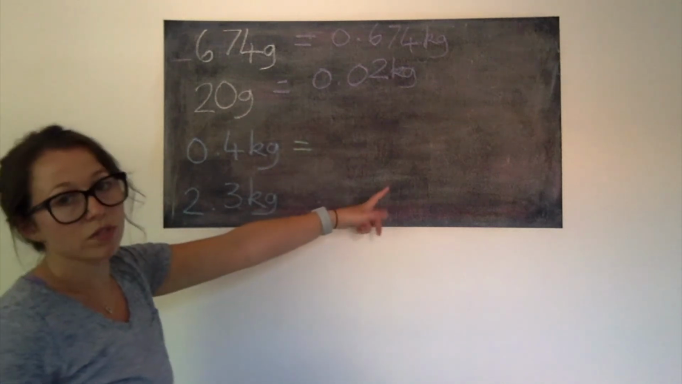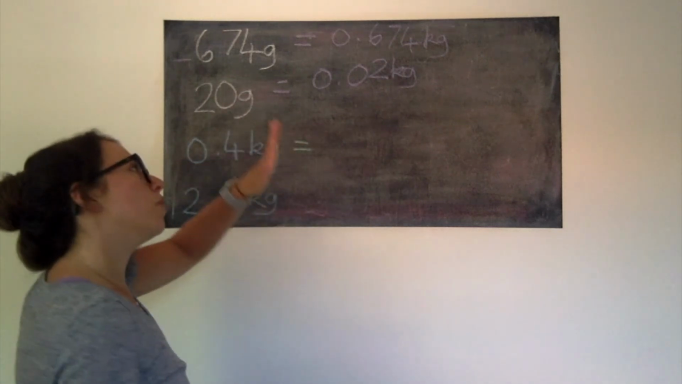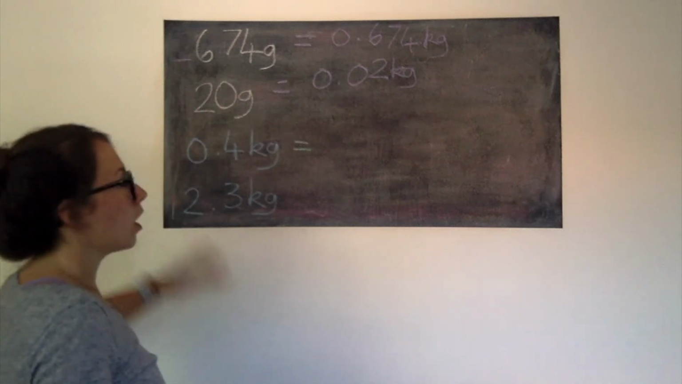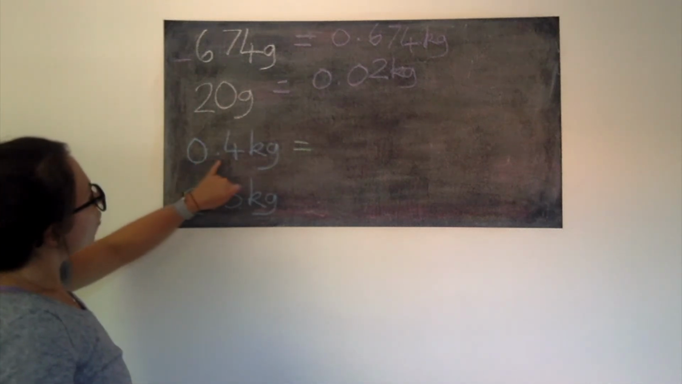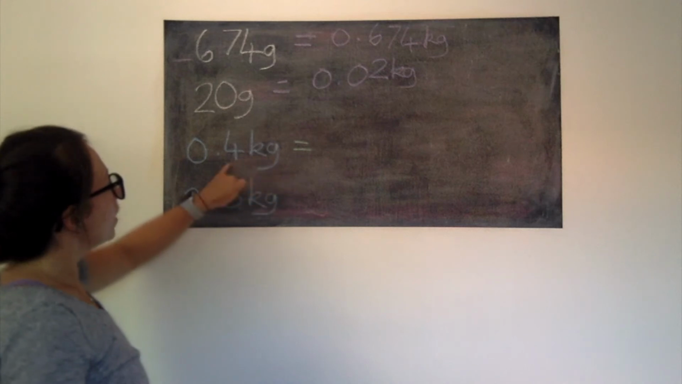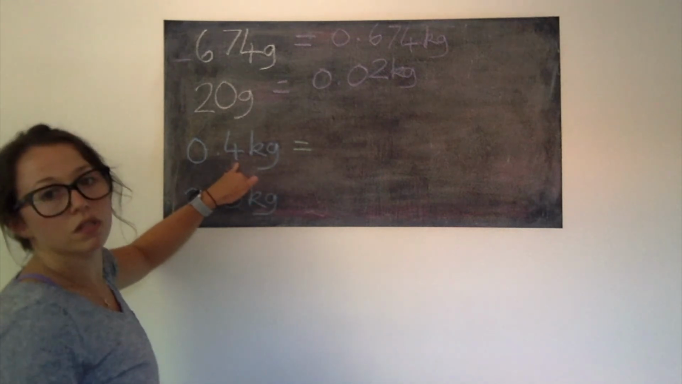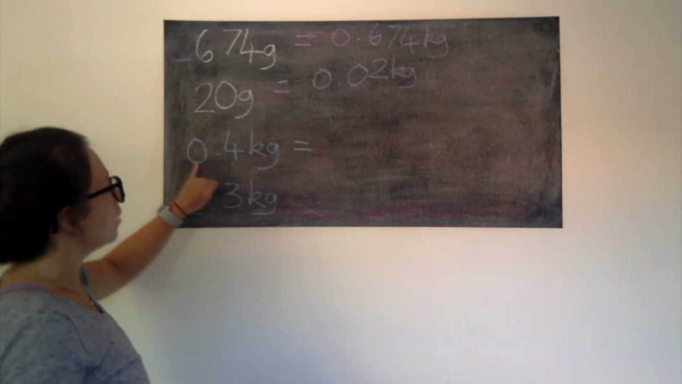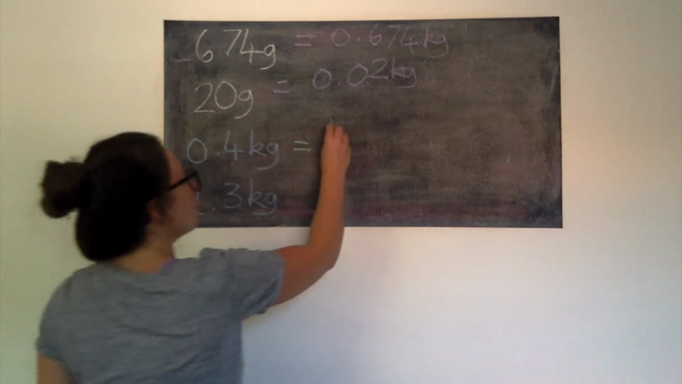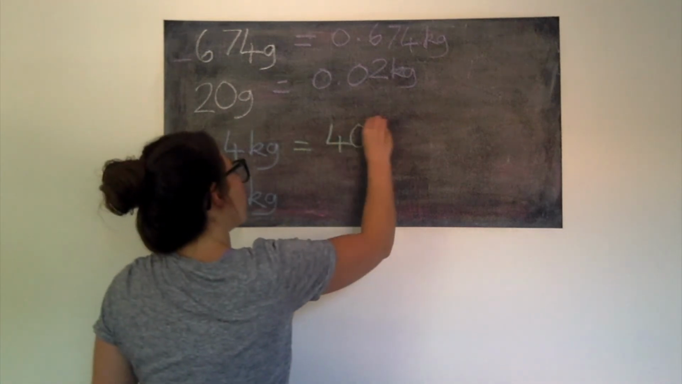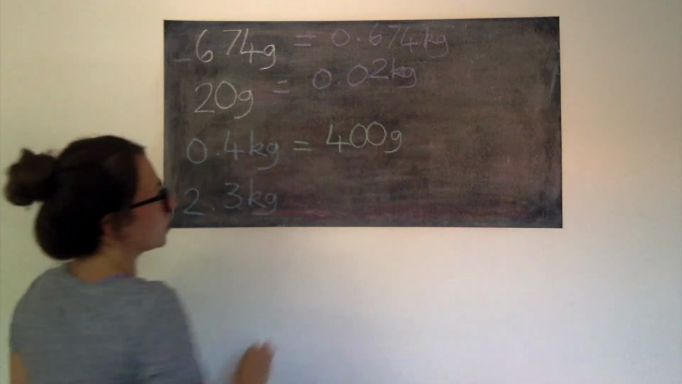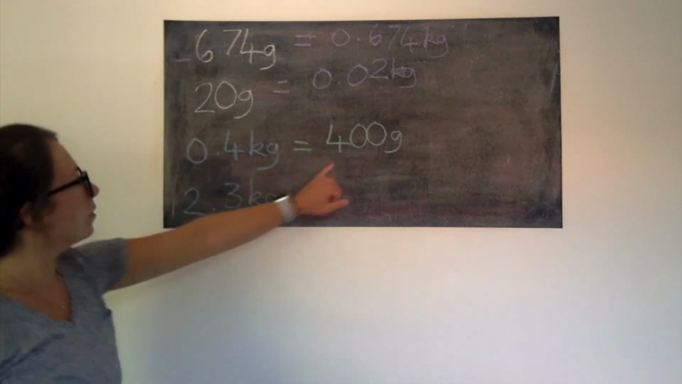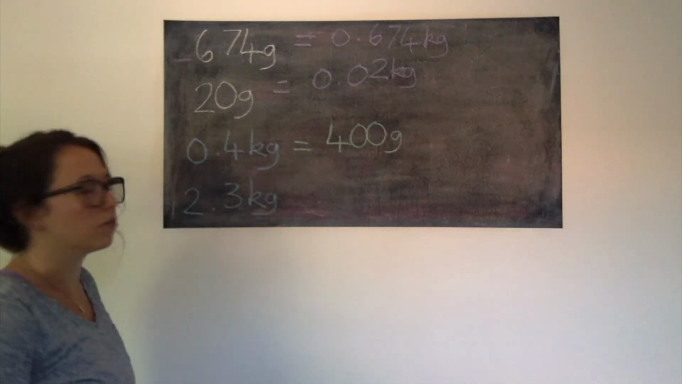And then the last two, so 0.4 kilograms, we wanted to turn these into grams. So this time we have to times them by 1,000. So we're moving 3 places to the left, this time getting bigger. So 0.4 kilograms, well I know it can't be in my thousands column because I haven't got any whole kilograms. So I know that 0.4 kilograms must be 400 grams. Okay, it can't be 4,000 grams because we haven't got any whole kilograms yet.